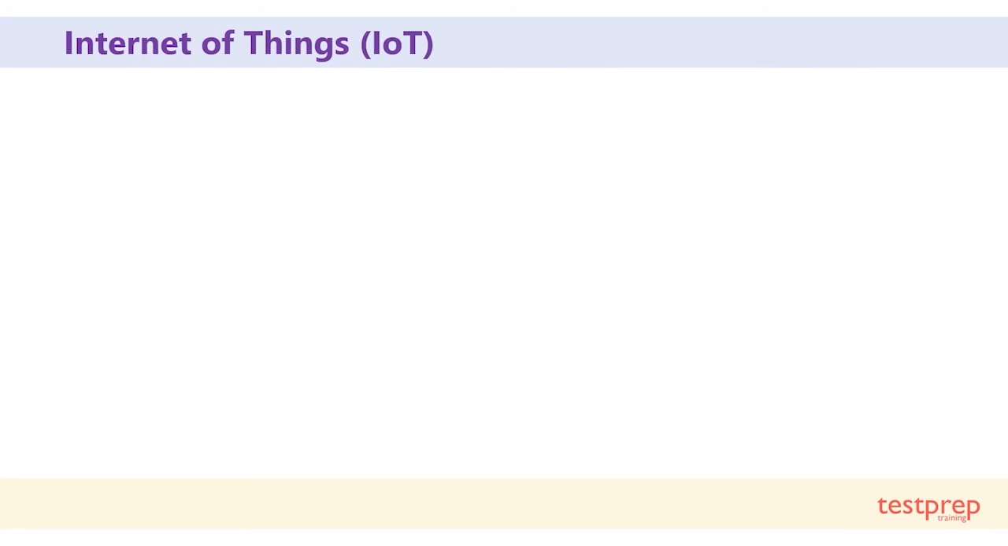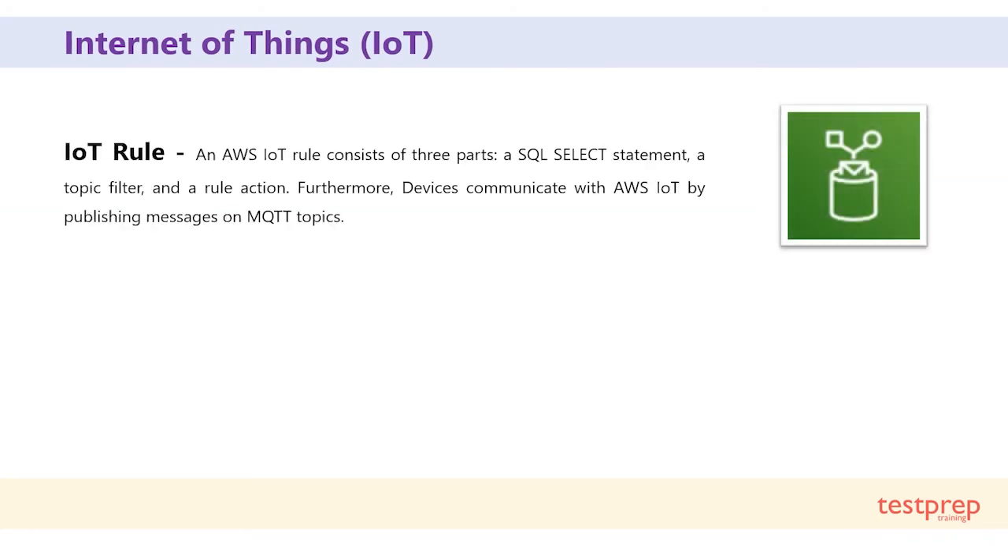Under Internet of Things, IoT, we have IoT Rule. An AWS IoT rule consists of three parts: a SQL select statement, a topic filter, and a rule action. Furthermore, devices communicate with AWS IoT by publishing messages on MQTT topics.